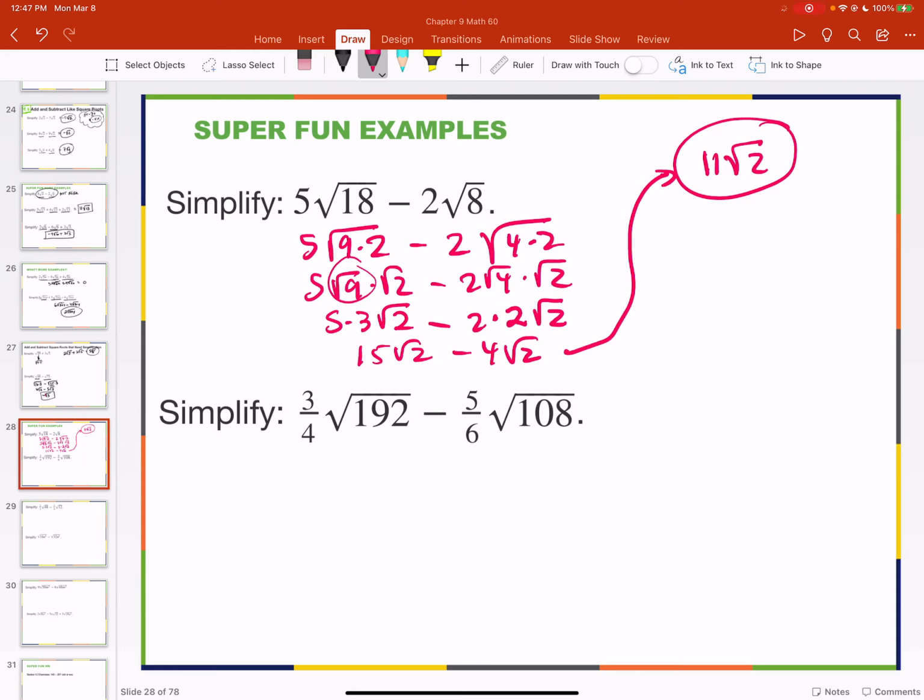Okay? Okay, so then we have square root of 3/4 times square root of 192.